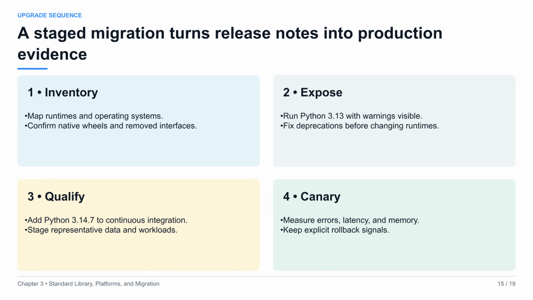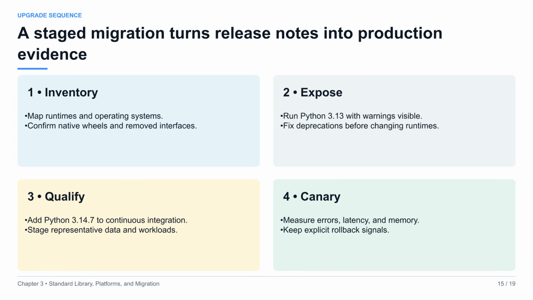Begin with an inventory of Python runtimes, operating systems, native extensions, build backends, and code that touches removed interfaces. Next, run the current Python 3.13 test suite with deprecation and syntax warnings visible. Fixing those signals reduces uncertainty before the version change.